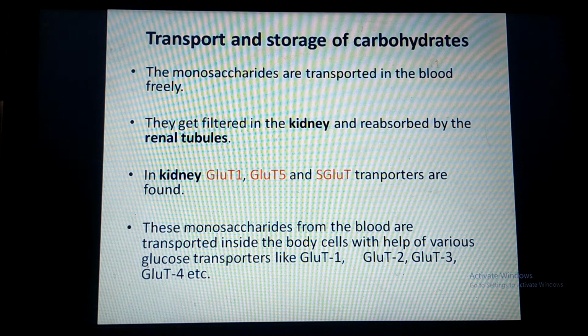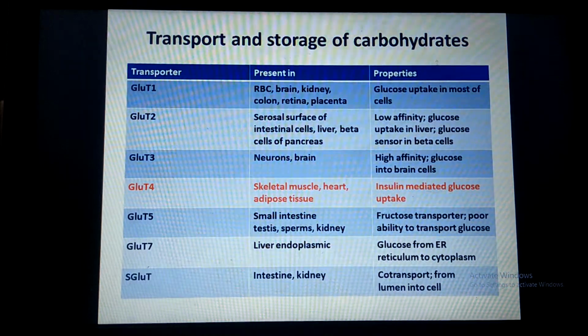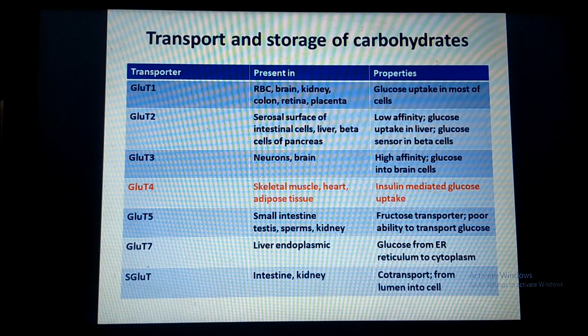They enter into the various body cells with the help of various transporters present in different tissues. These transporters are glucose transporter 1, 2, 3, 4, 6, 7 and sodium dependent glucose transporter. So this is the chart showing various glucose transporters present in different tissues and their properties.